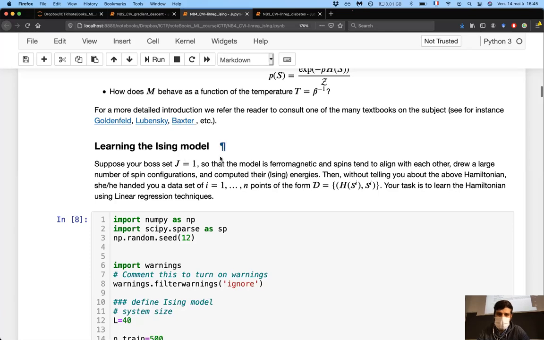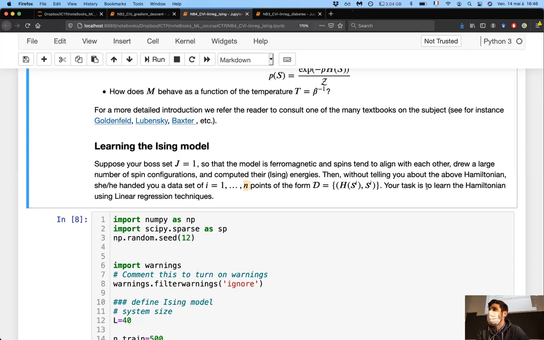So suppose that I give you this set. The data comes in the form of configurations and associated energies. So the labels are this H of S_i. It's a scalar. It's just a number. While these are large dimensional vectors. L dimensional vectors, each S_i. And I give you N of these data points. Your task will be to learn the Hamiltonian. To reconstruct from these configurations the energy function.